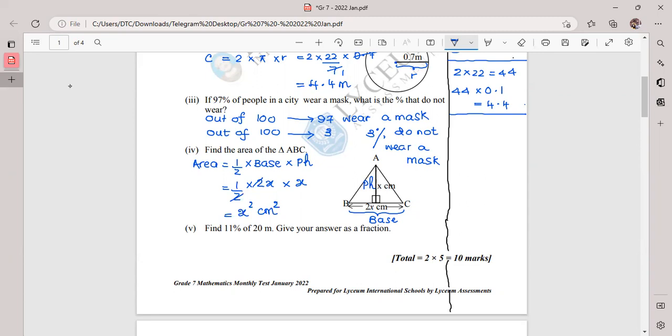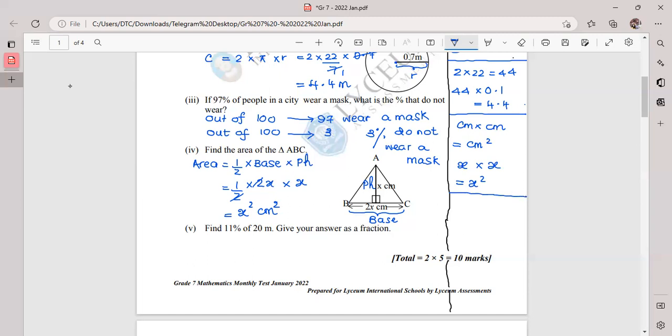So you want to understand, children, that the centimeter you multiply by centimeter, the answer will be centimeter squared, right? So then the x value you multiply by x, the answer will be x squared, right? Okay.